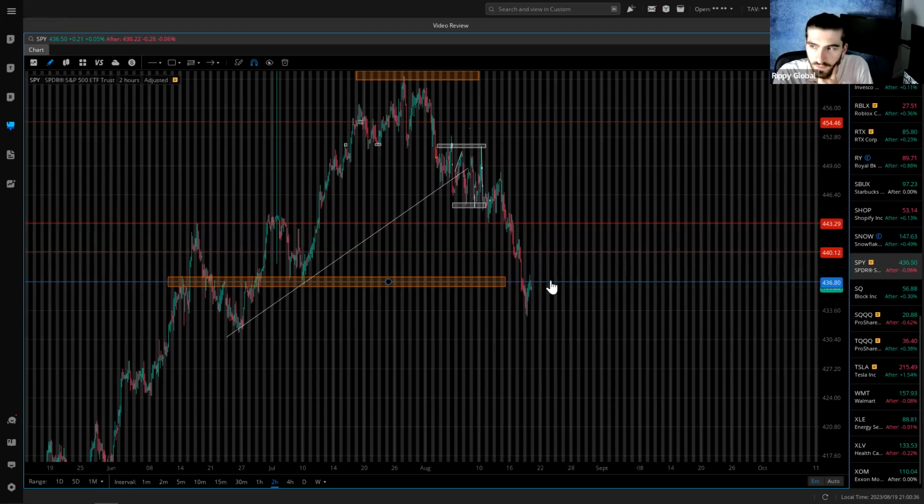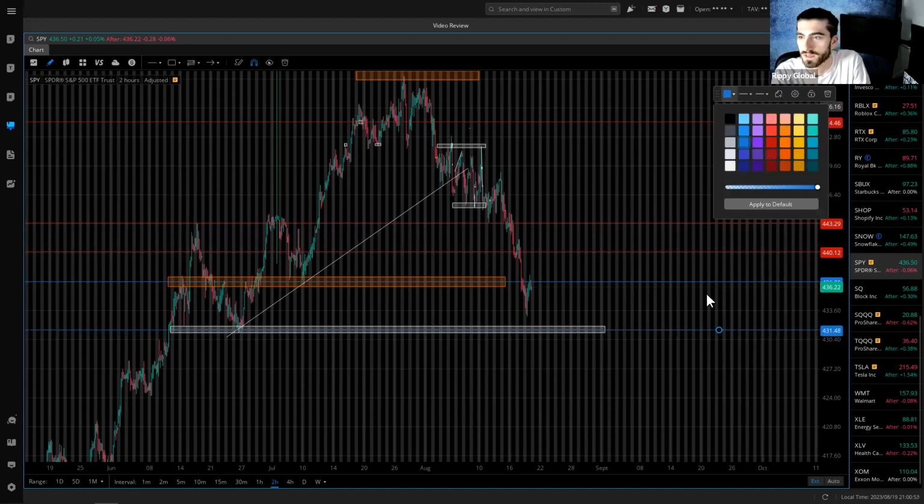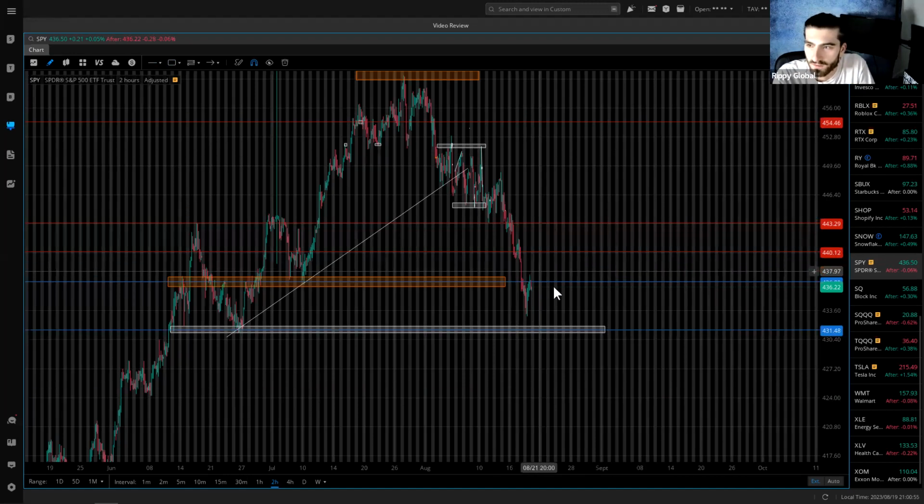If we reject 436.8 area, 437, and we go to the downside, I expect us to fill this gap right here. And this level price is roughly $431.50 a share on SPY. If we break above and hold 436, we'll fill the gap to 440.